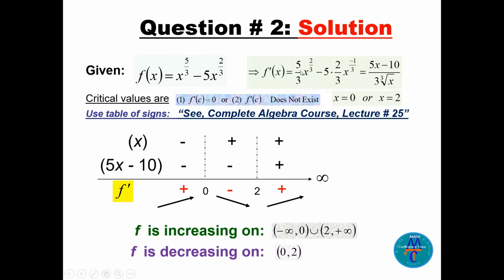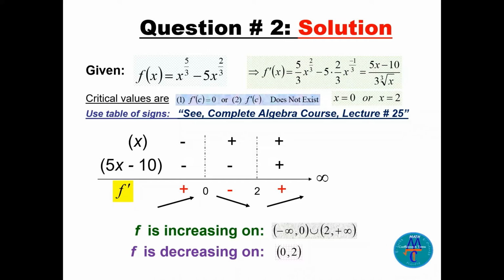Let's find the derivative as usual. 5 over 3 will come down, x to the power 5 over 3 minus 1, which is to the power 2 over 3, minus, there is a 5 here, times 2 over 3 x to the power minus 1/3. This one, x to the power minus 1/3, we can write it in the denominator here. It will be cube root of x.